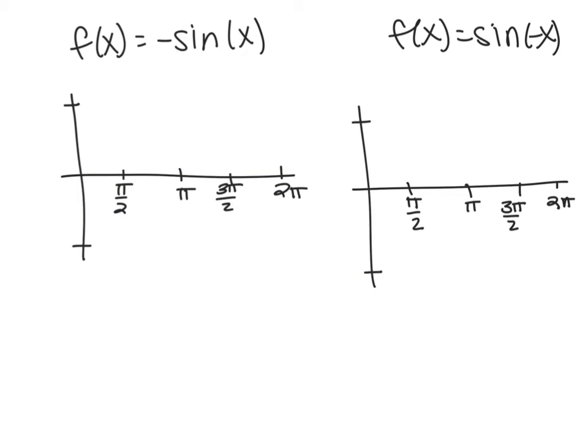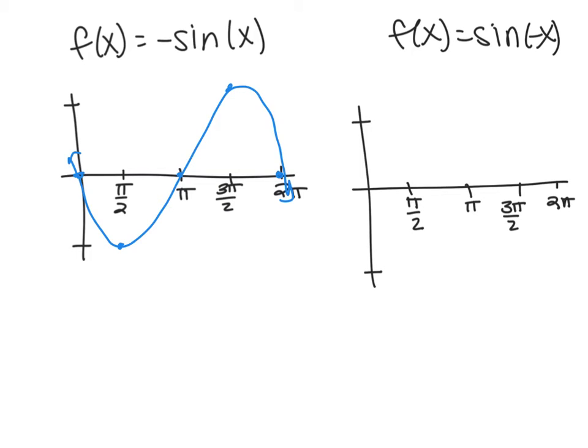Now for the negatives. For these, you should already have your table made. You should have noticed zeros all still were zeros. This time for pi over 2, it normally went up to 1. Now it went down to negative 1. 3 pi over 2 went up to 1. So that's what your new sine graph should have looked like.